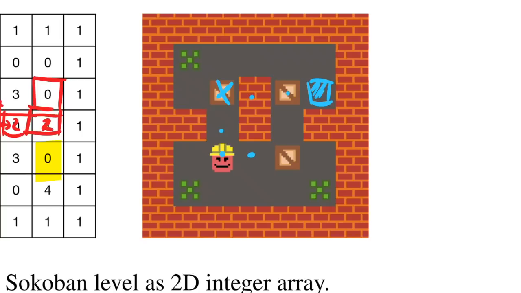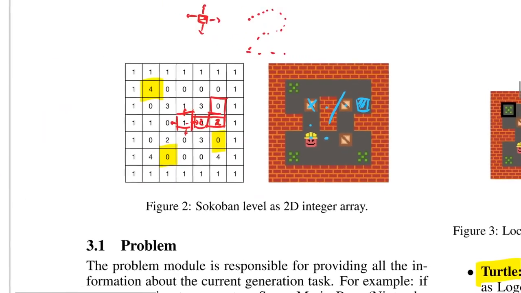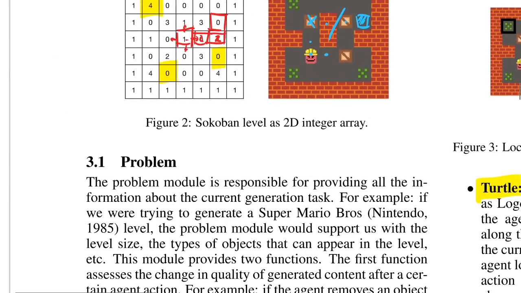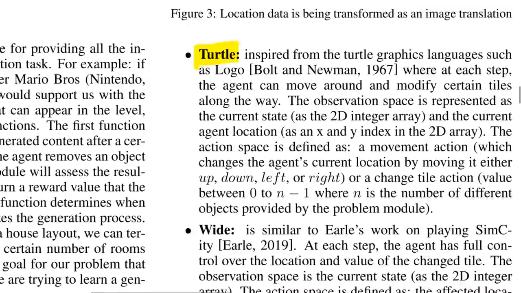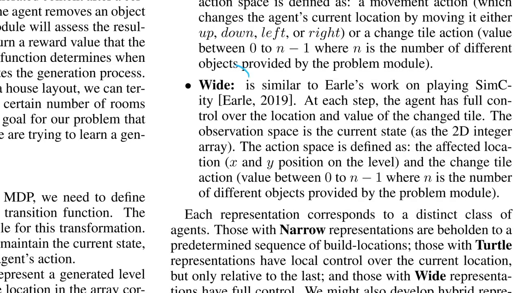So it can move ahead quite a bit, but it's still kind of localized changes because it can move one tile at a time, right? And if in between the episode ends, it's again an invalid level. So the third formulation is the most powerful formulation. It's called the wide formulation.